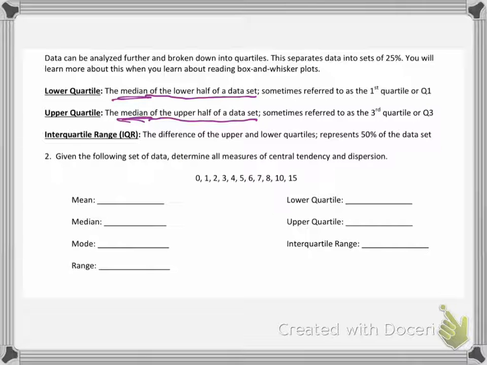So once again, I give you a data set. Here we're going to find mean, median, mode, range, and then we're going to find the information about the quartiles and interquartile range. So again, it's all in order from least to greatest, so that saves us a little bit of time. So I'm going to go ahead and add these up. You add them up, you get a sum of 61.